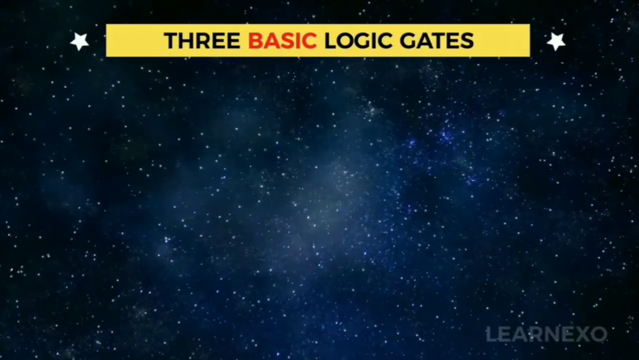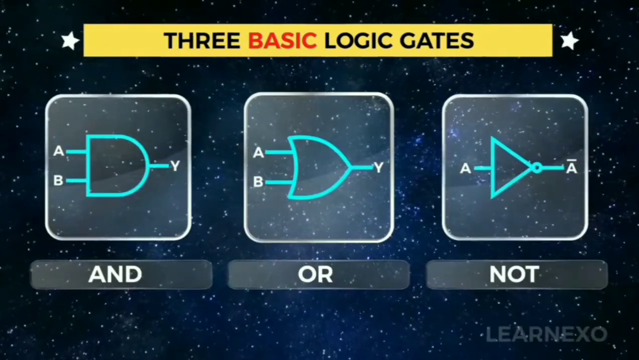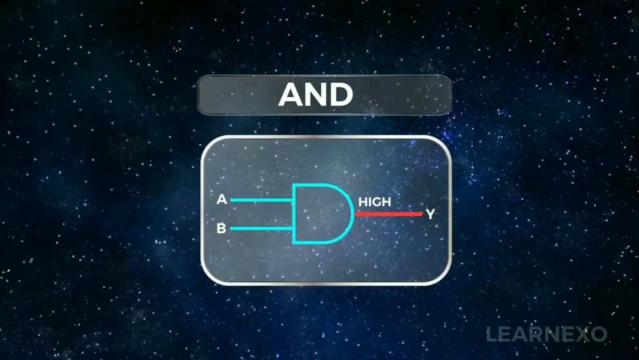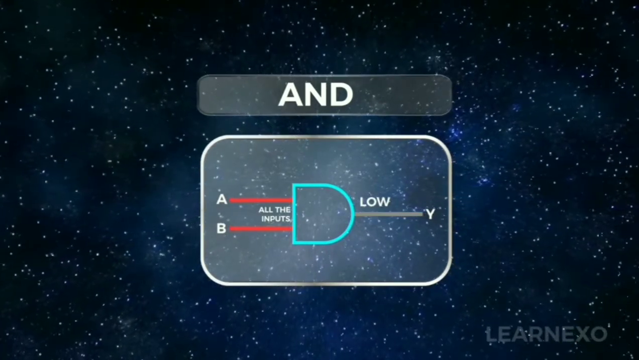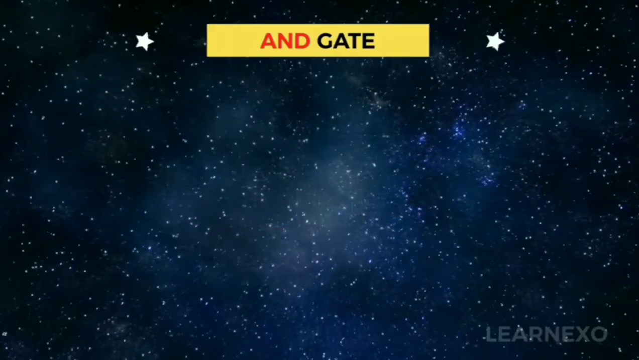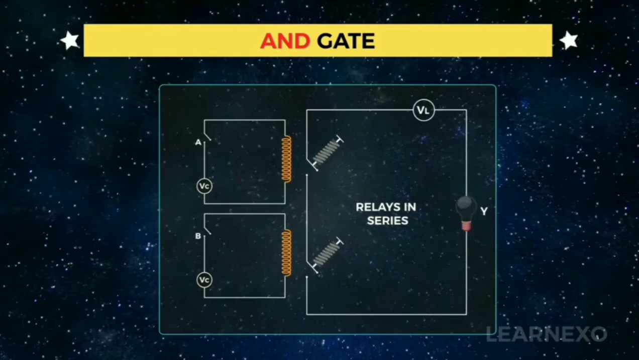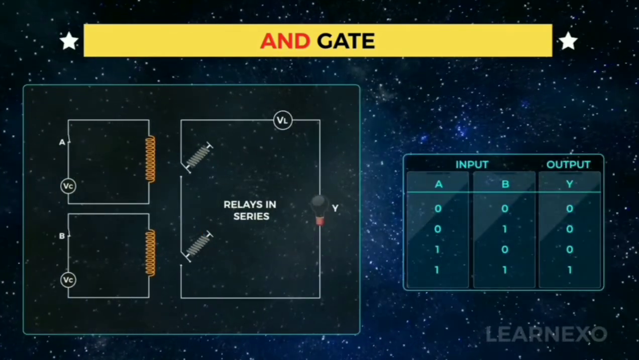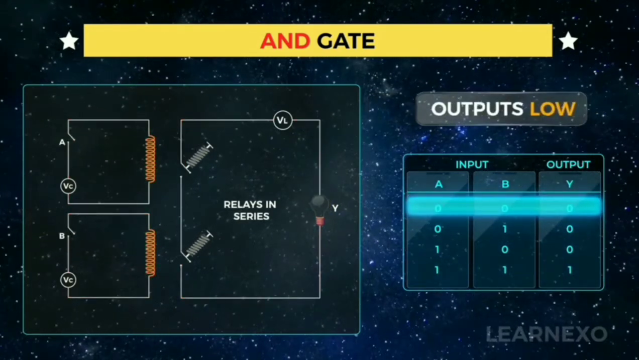We have 3 basic logic gates, and they are AND, OR and NOT. AND gate: it allows output current to be high only when all the input currents are high. Output of an AND gate is low if at least one input is low. Let's see the simple 2-input AND gate. When we connect 2 relays in series as shown, it behaves as an AND gate and allows output current to be high only when both the inputs are high, otherwise it outputs low.